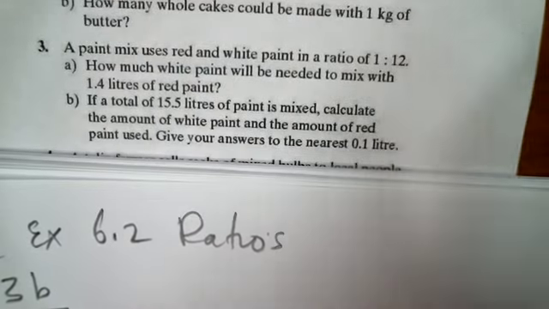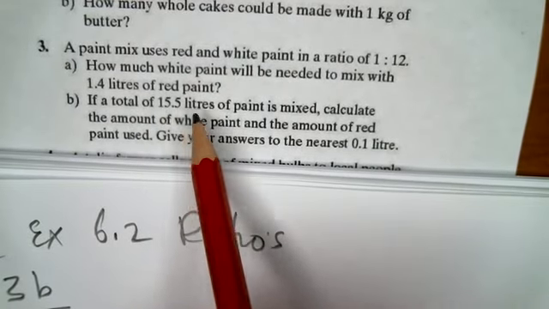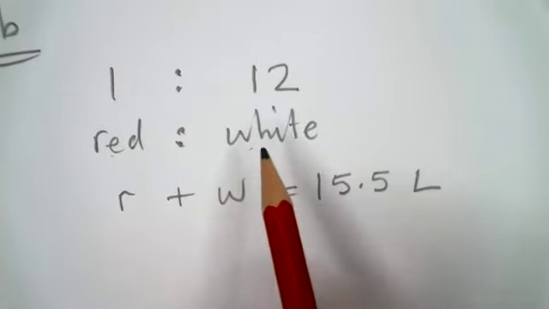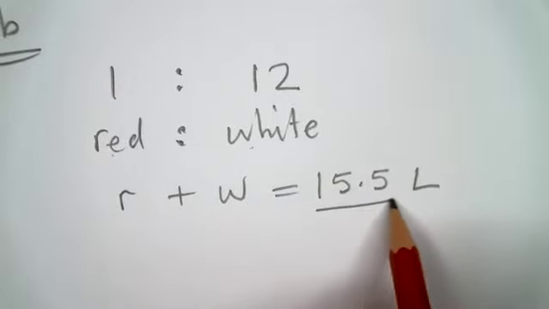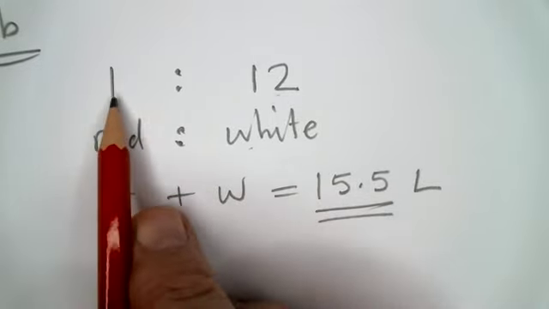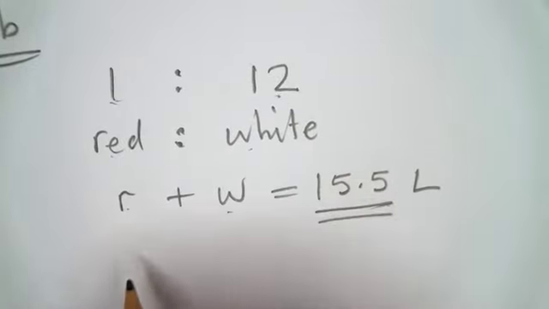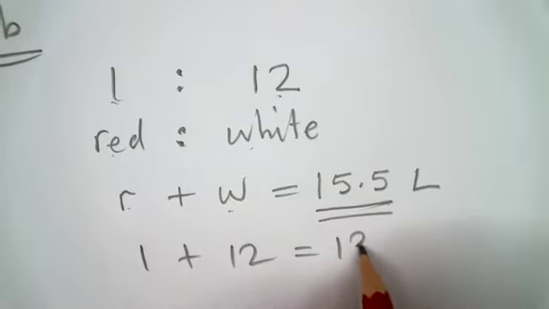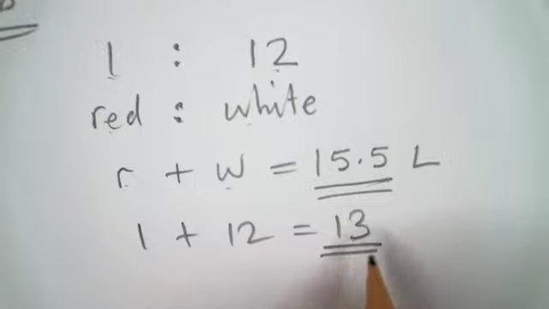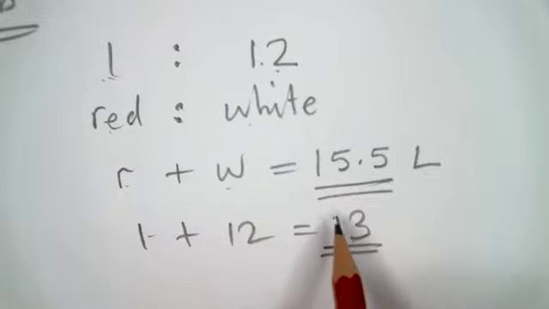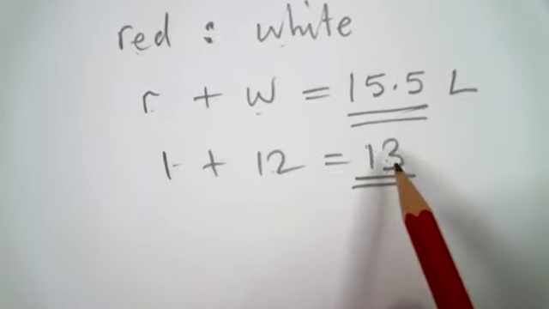So what we've got to do, in other words, is split up 15.5 in the ratio of 1 to 12. So how do we split it up? To split a number by a ratio, we add the two numbers of the ratio together. In the same way I've gone red plus white is 15.5, I'm going to go 1 plus 12 is 13. Now that 13 becomes my denominator, because red is 1/13 and white is 12/13. So 1/13 and 12/13. Let's see how that plays out.